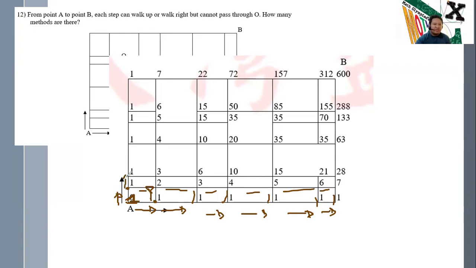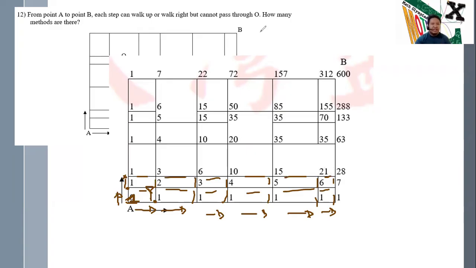Okay, going up, that's 1 only. 1 plus 2, that's 3. 3 plus 3, that's 6. 4 plus 6, that's 10. 10 plus 5, that's 15. 15 plus 6 is 21. Then 21 plus 7, that's 28. That's what we're going to do all throughout.